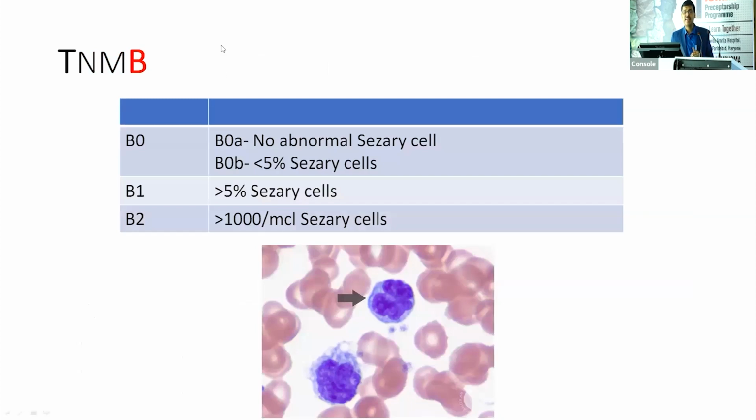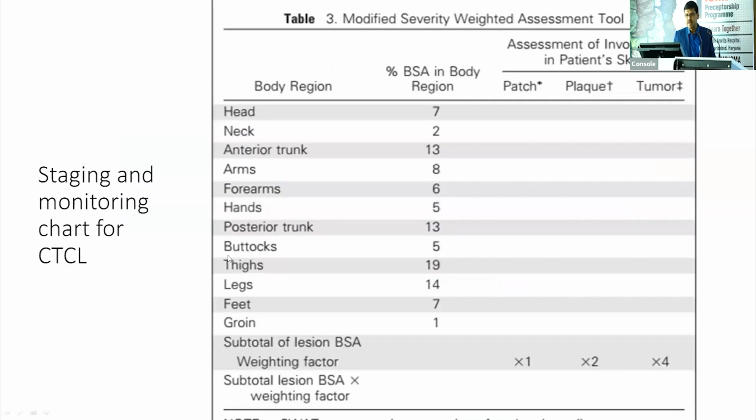And the B is blood. These cerebriform nuclei are a hallmark of Sézary cells. So B0, B1, B2. B0 is either no Sézary cells in the circulating blood or less than 5%. B1 is more than 5%, and B2 is more than 1,000 per microliter Sézary cells.